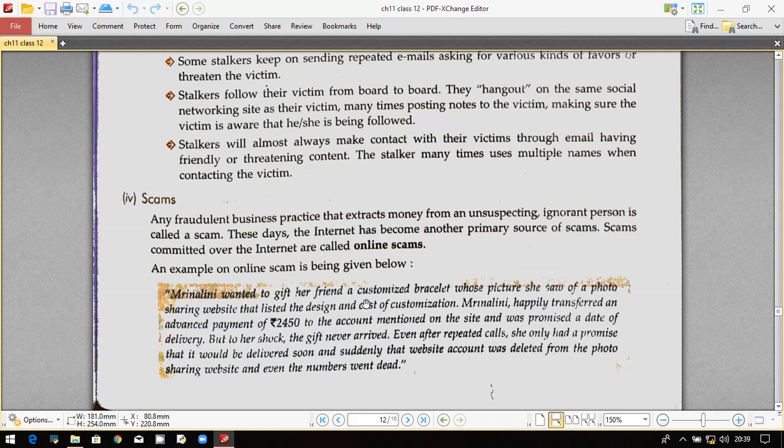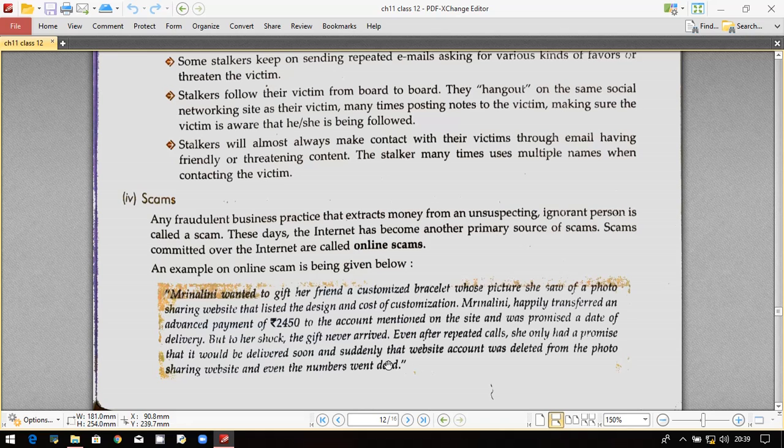Nalini wanted to gift her friend a customized bracelet whose picture she saw on a photo sharing website that listed the design and cost of customization. So Nalini happily transferred an advance payment of rupees 2,450 to the account mentioned on the site and was promised a date of delivery. But to her shock, the gift never arrived. Even after repeated calls, she only had a promise that it would be delivered soon, and suddenly that website account was deleted from the photo sharing website, and even the numbers went dead. So she was not the only victim in that case.